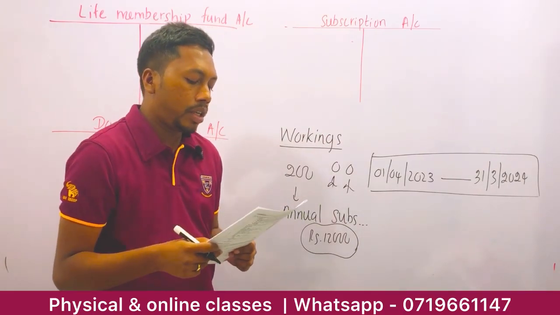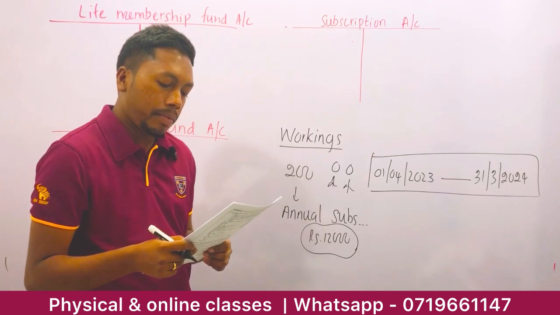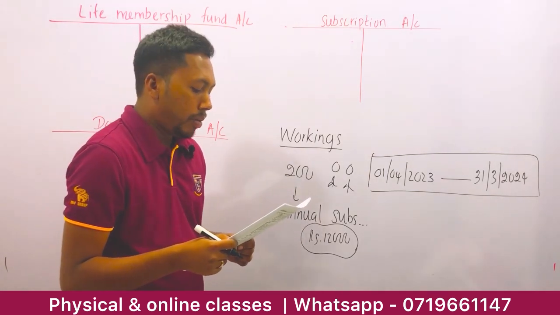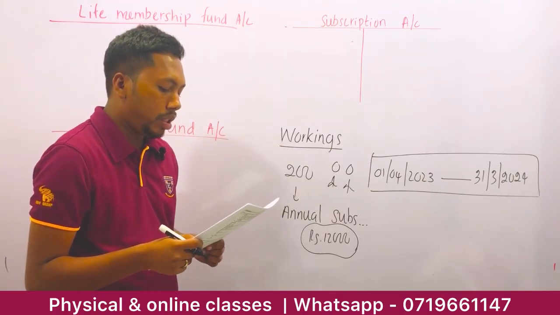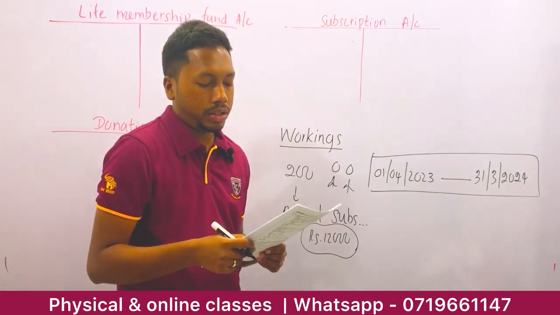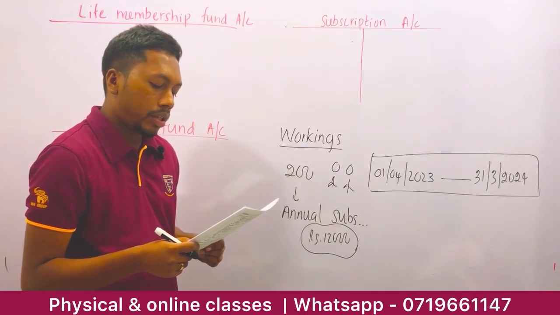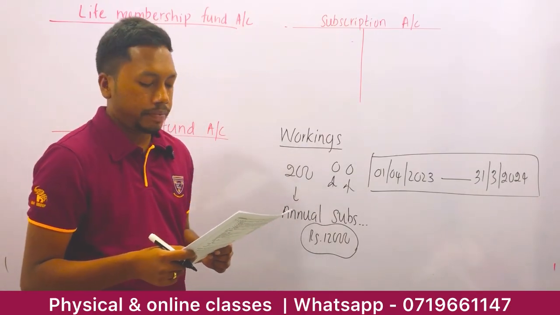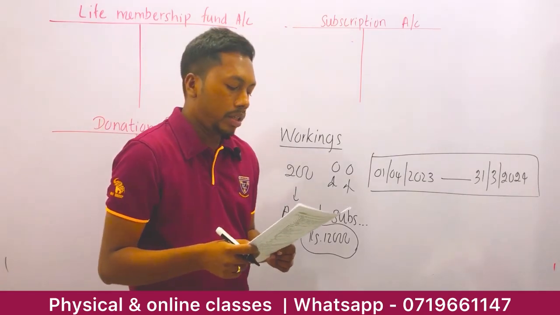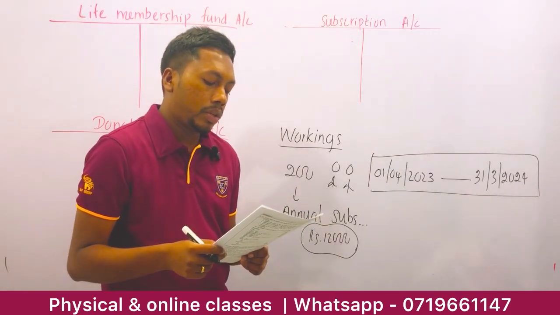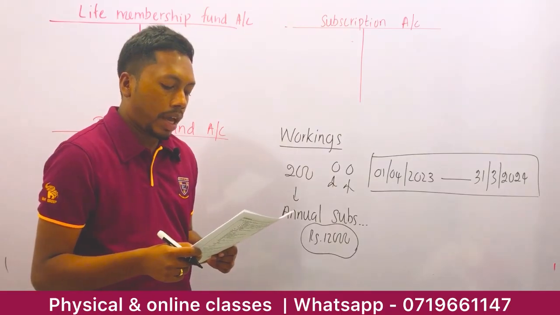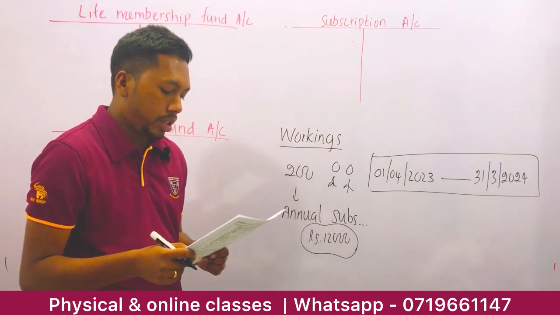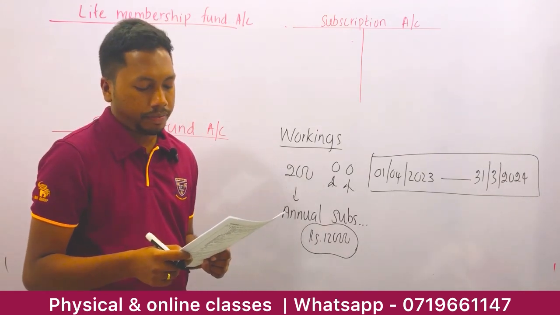The Welfare Society introduced a life membership scheme on 1st April 2023. The life membership fee is equal to the annual subscription for 5 years. This amount is required to pay at once on the date the life membership is obtained. Next point, the policy of this society is to recognize the life membership fee as income equally over a period of 10 years starting from the year of receipt.